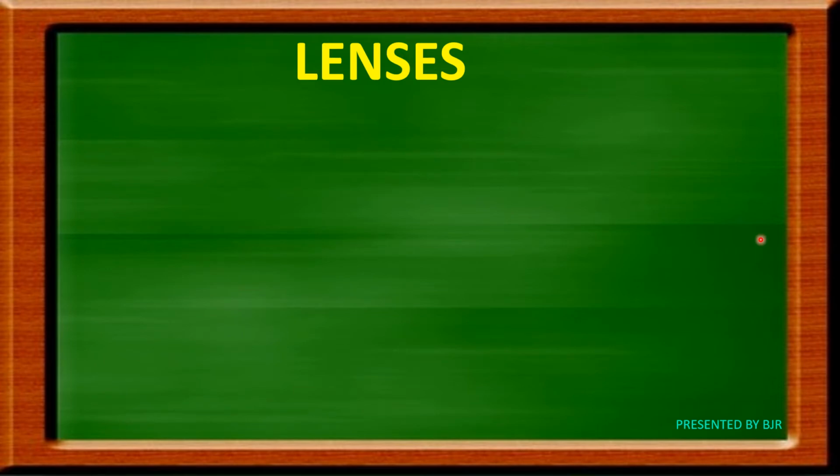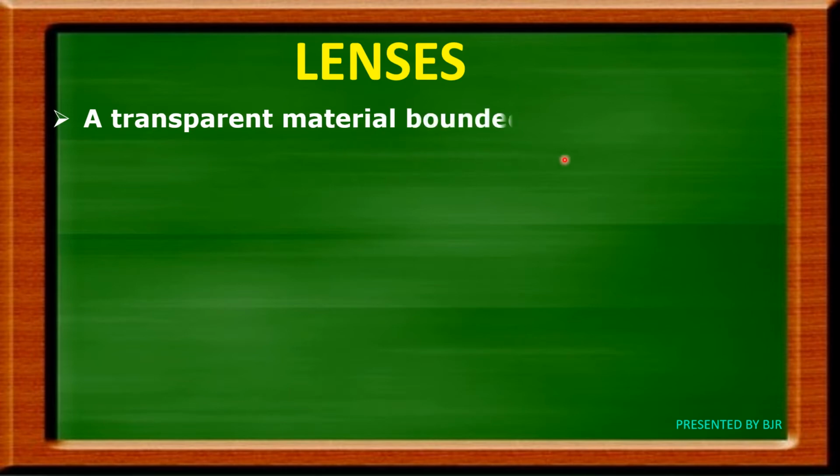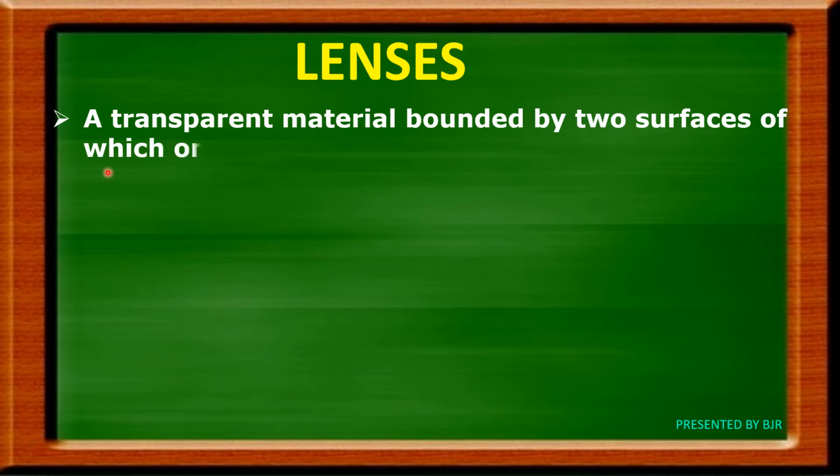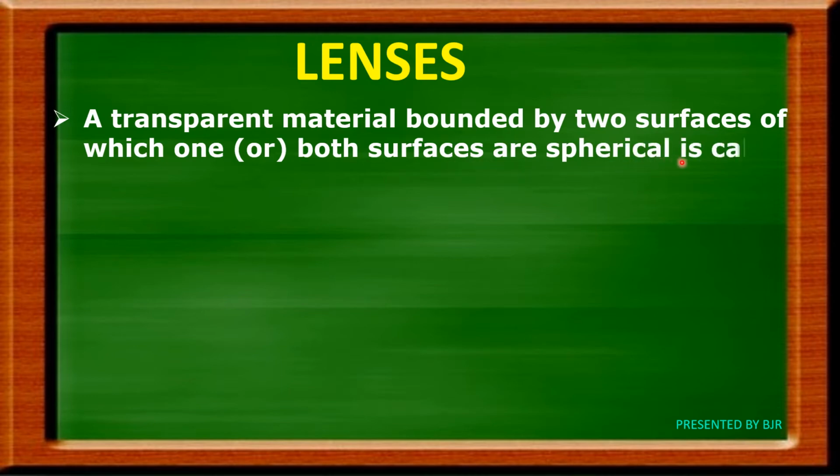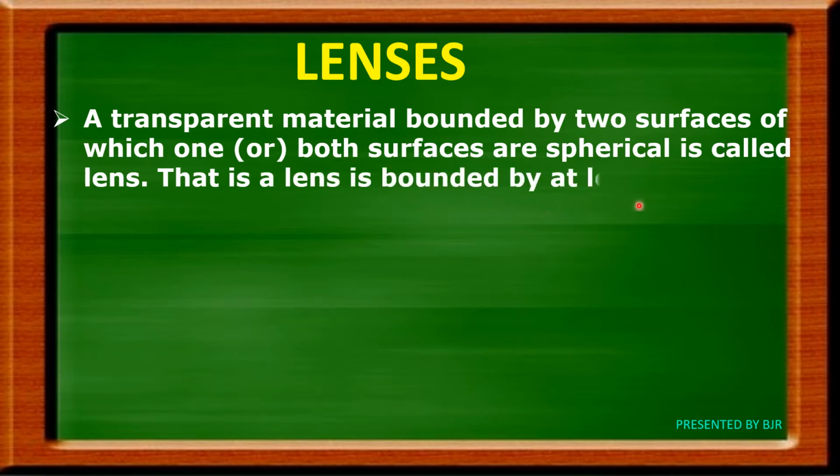Let us define what is lens. Here I am writing the definition of lens: a transparent material bounded by two surfaces, of which one or both surfaces are spherical is called lens. That is, a lens is bounded by at least one curved surface.